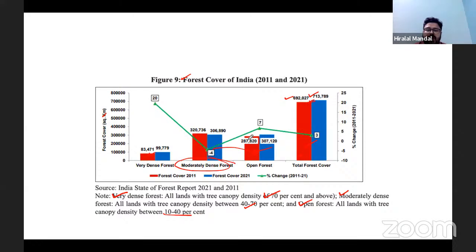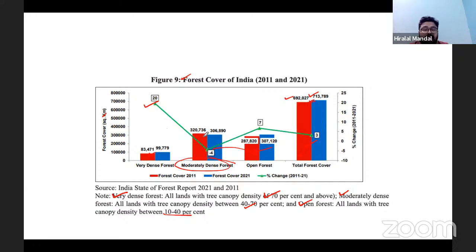When it comes to the rise in dense forest cover, there is a 20% rise in the very dense forest. So some of the areas have qualified to be called very dense forest because the tree canopy is more than 70%.